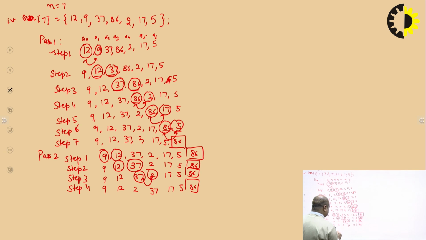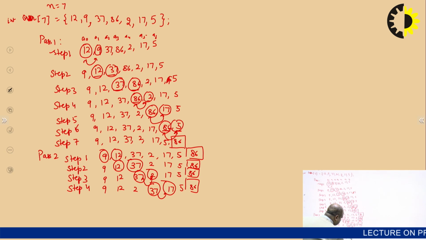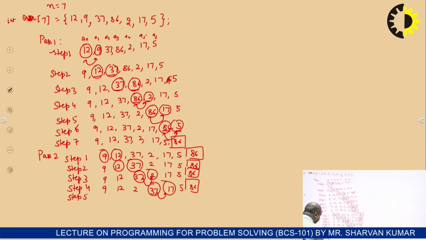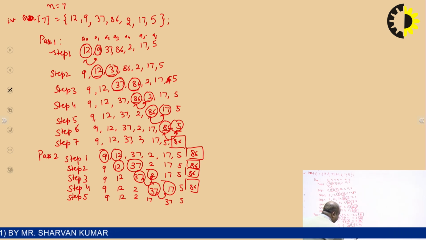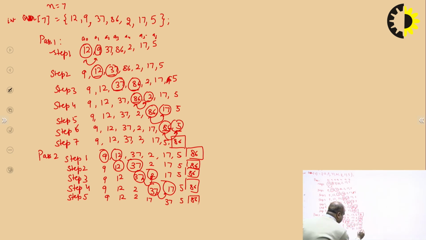So, in this step, step 4, we are going to check 37 with 17. What we are going to see is that 37 is higher than 17, so we will swap these two elements. So step 5 will become 9, 12, 2, 17, 37, 5 and 86.